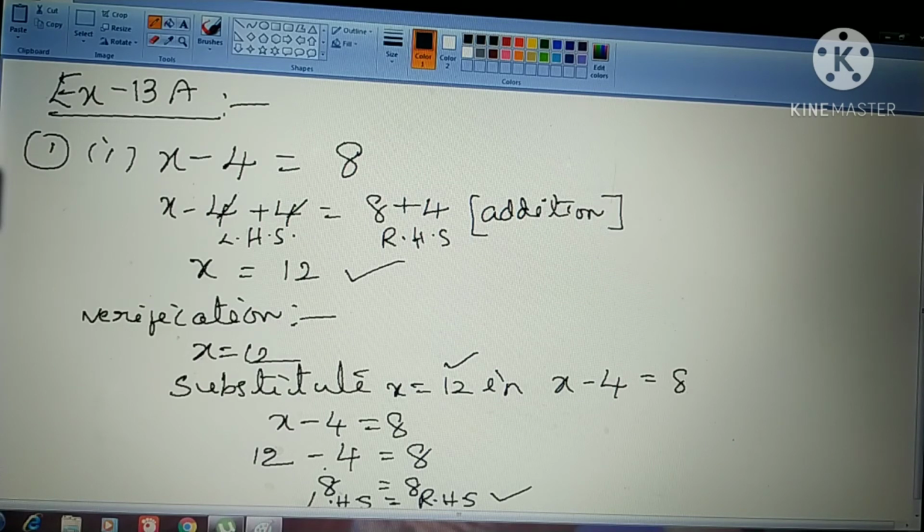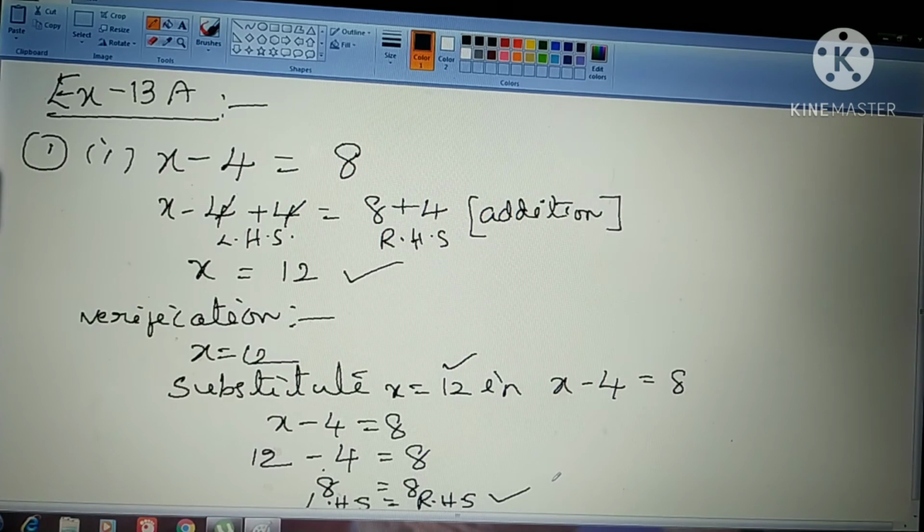Okay, so like this, you have to solve all the problems. First, we have to use either addition, subtraction, multiplication or division to find out the value of the particular variable. Here I am doing addition. After finding the value of x, you have to recheck it by substituting the value in the given equation. Lastly, you have to make LHS equal to RHS. Right? Okay, see the next one.